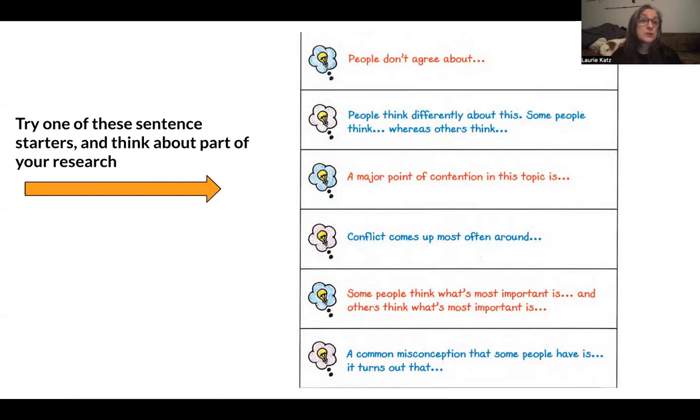You can see some people don't agree about, right? Like maybe, in your topic, maybe they believe free speech should be limited for kids under 18. Maybe some people might believe that until you reach a certain age, you should not be able to say what you think. So maybe there are people who would disagree with you, or people think differently. Some people think, whereas others think. So to get this balance going, and look for what those are.